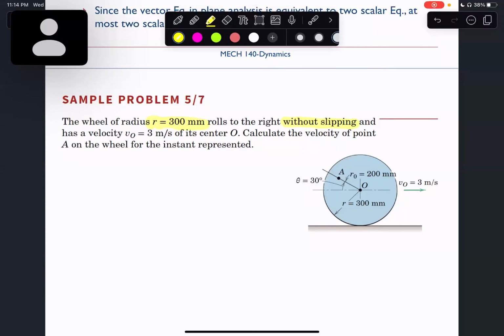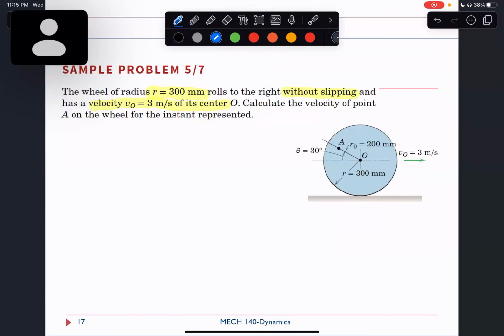And it has a velocity VO. That's the V of the center, right? The VO is 3 meters per second and it's going to the right. It wants us to find the velocity of point A on the wheel for the instant shown. A has a radius of 200 millimeters, and the angle between horizontal and line OA is 30 degrees.